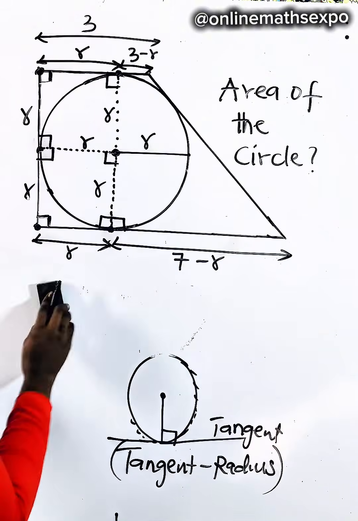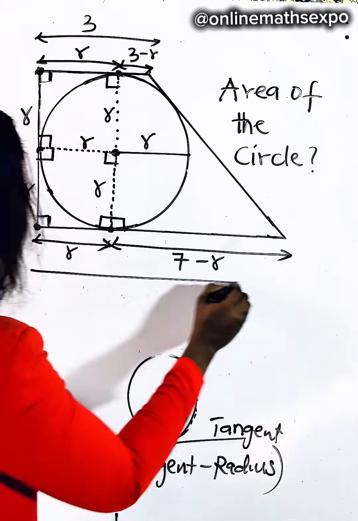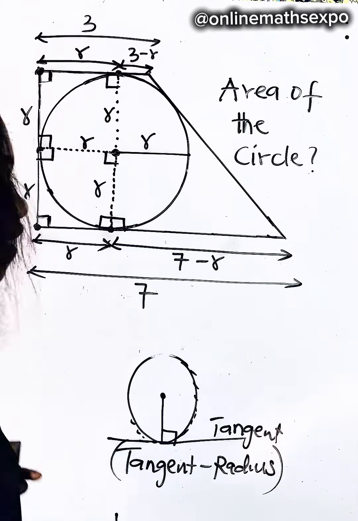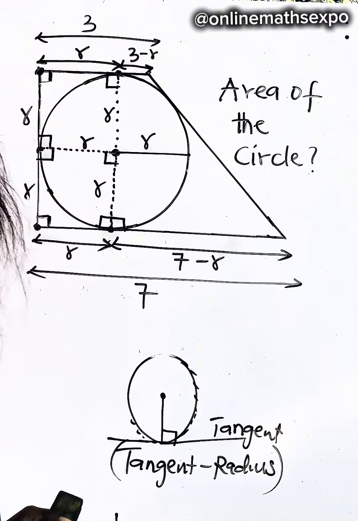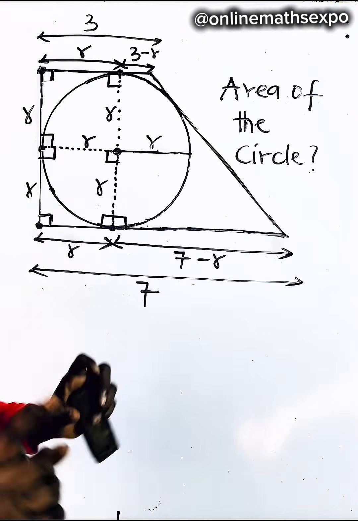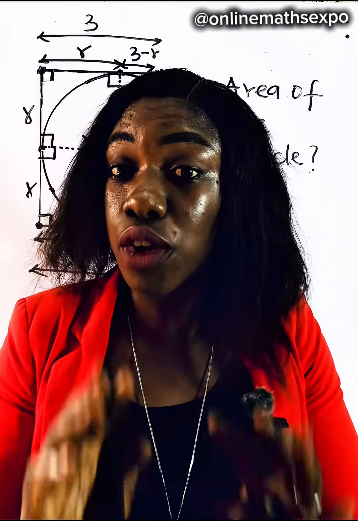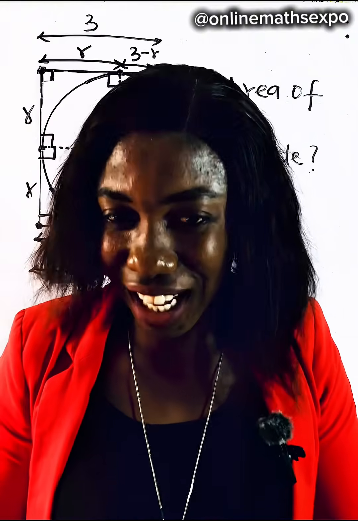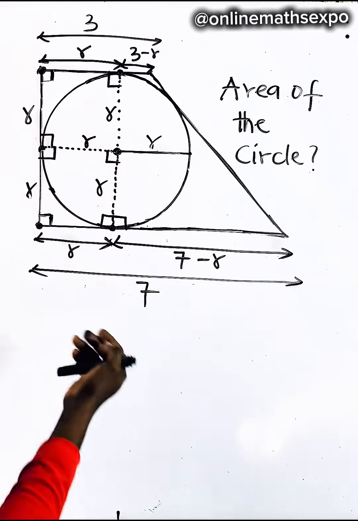So that if you add the total length, it gives you back your 7 units. What do we do next? It's becoming interesting. Now, at this point, your target should be to discover which part of this shape you will take to help you find that radius. Let's look at it critically.